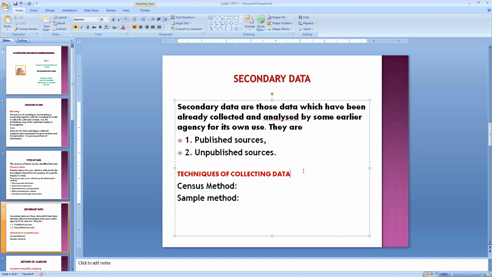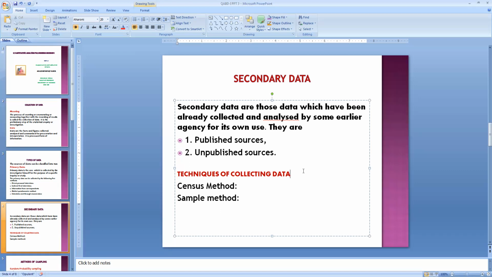Precautions have to be taken when we use secondary data: how the data was collected and processed, the accuracy of the data, and how the data has been summarized. We have to see whether it is possible to compare the data from one source to another. That is the unpublished form of data.